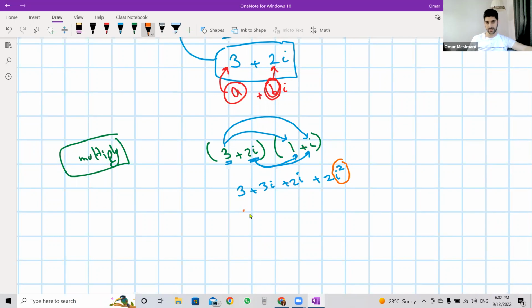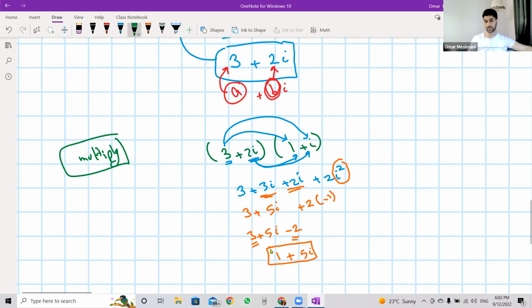Basically, I'm gonna say 3 plus 3i plus 2i, which is 5i, plus 2i squared. I'm going to change the i squared to a -1. So you have 3 plus 5i, and 2 times -1 is -2. 3 minus 2 is 1, so the answer is 1 plus 5i.